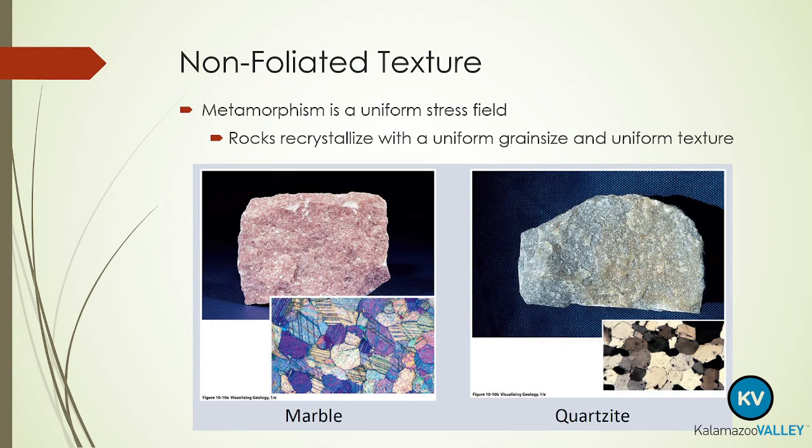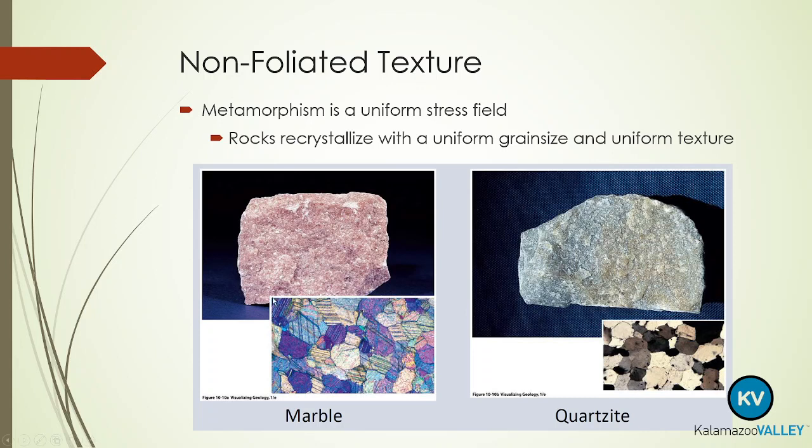However, there is not always foliation in metamorphic rocks. When there is a uniform stress exerted on a body that is metamorphosed, the rocks will recrystallize with uniform grain size and uniform texture. Marble is an example of this.